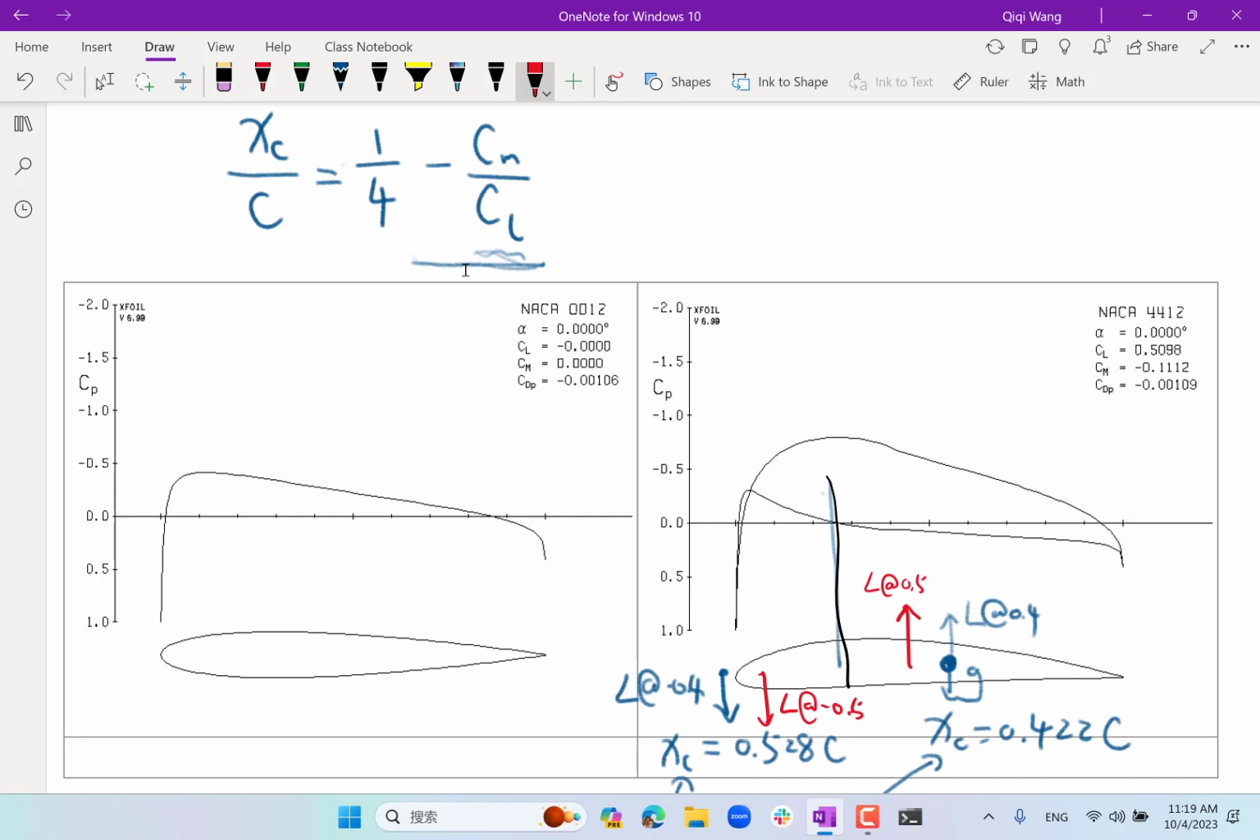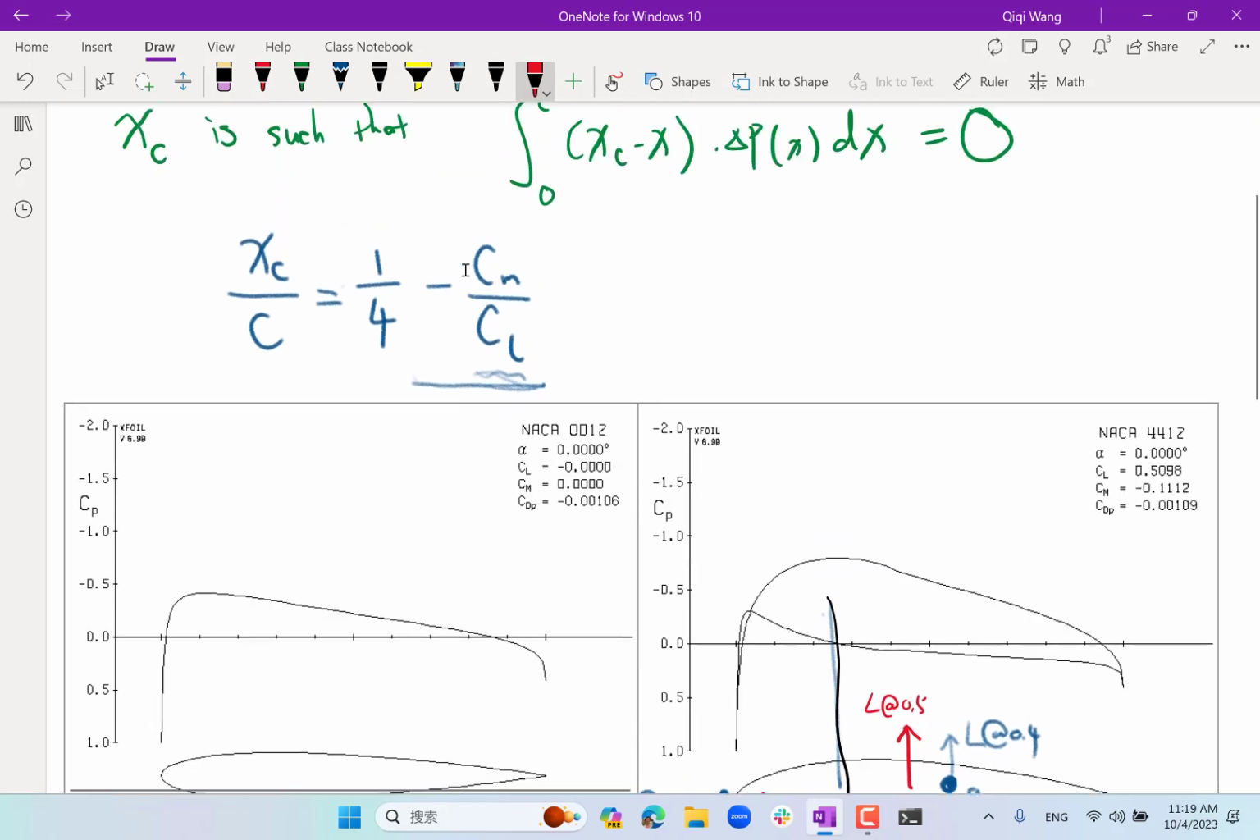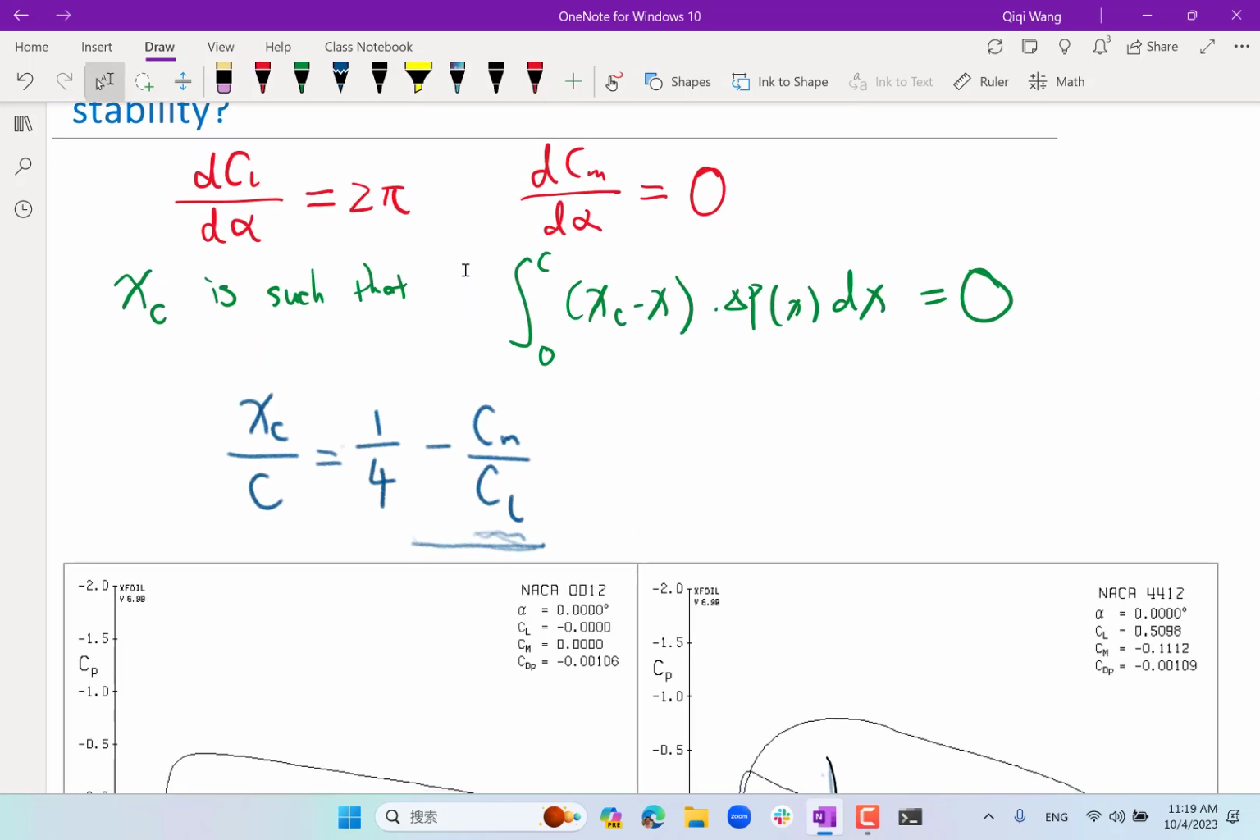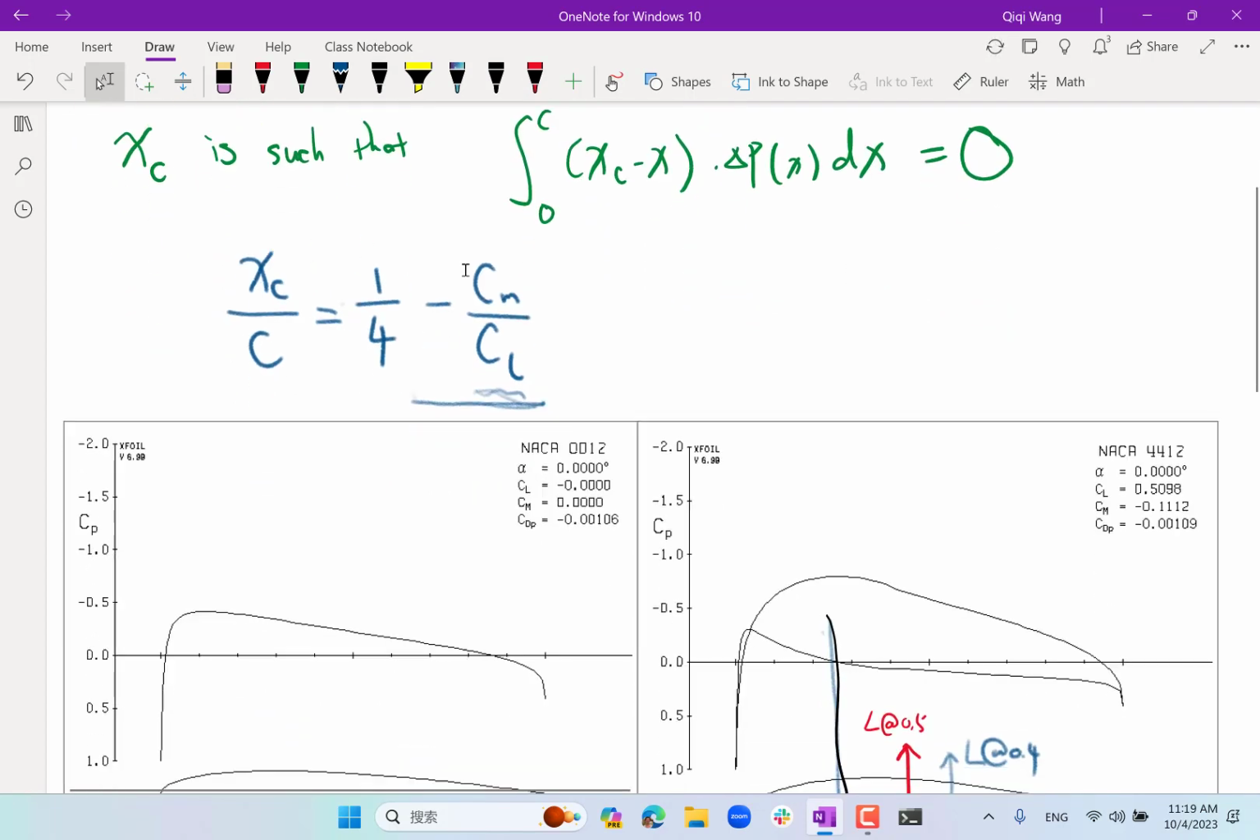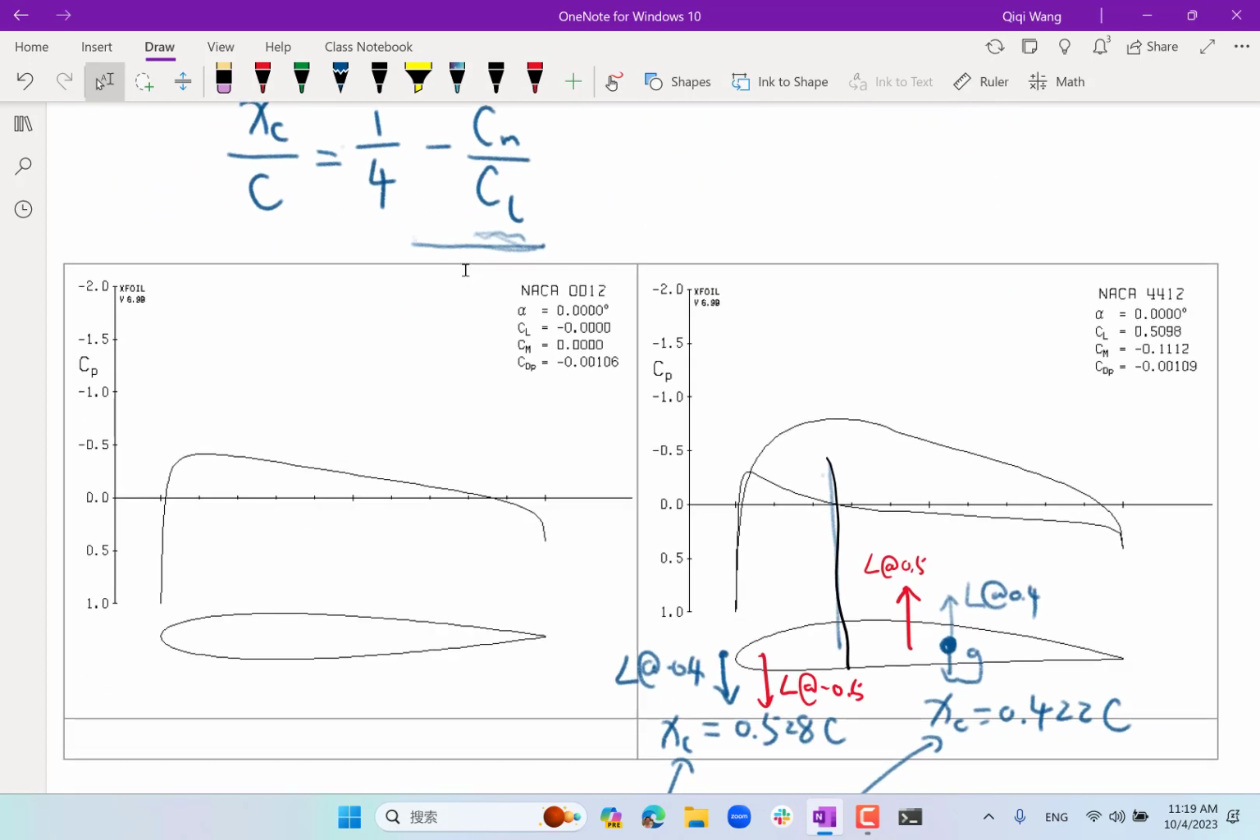Yes? Shouldn't you also reverse CM? Should I also reverse CM? No. The CM stays the same, right? So dCM, d alpha is always going to be equal to 0. So essentially what happens is that CM is negative, right? Which means I get a nose down moment around the quarter chord, no matter whether the lift is positive or negative.